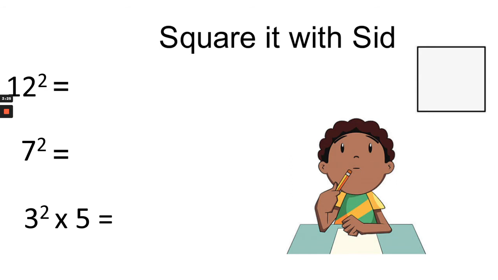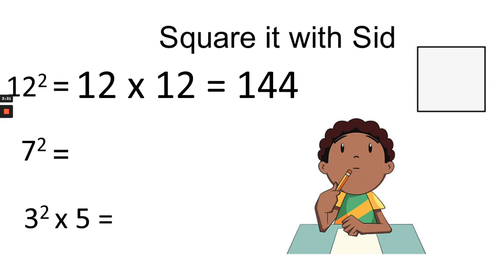12 squared is exactly the same as saying 12 times 12. 12 times 12 is 144. 7 squared is equivalent to 7 times 7. 7 sevens are 49. With this last one, we've got 2 steps.